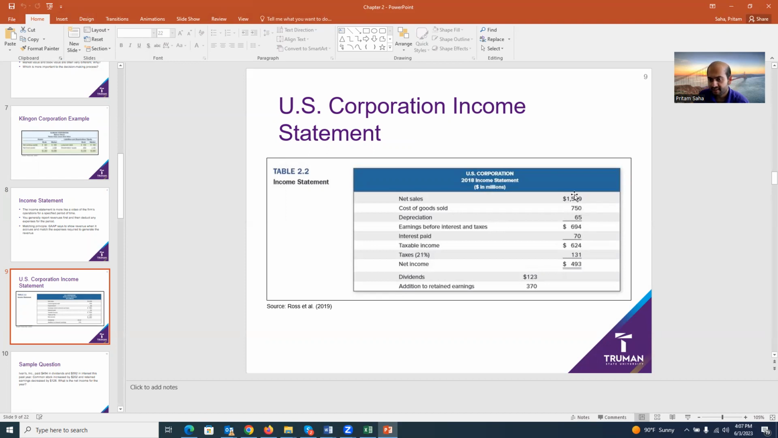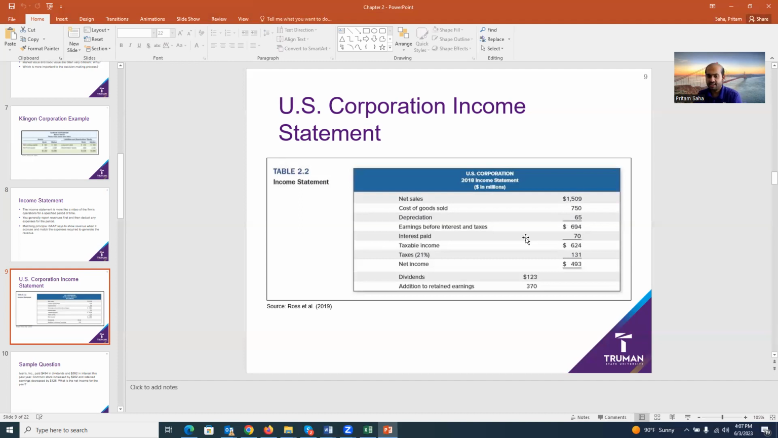If you deduct cost of goods sold and depreciation from sales, this is your earnings before interest and taxes. Sometimes we know it as EBIT, earnings before interest and tax. So if you deduct cost of goods sold and depreciation from sales, you get EBIT.